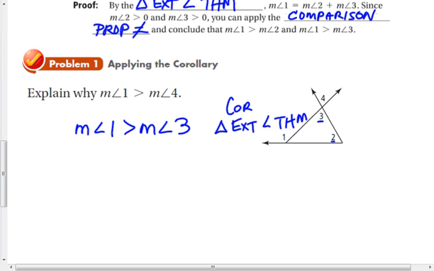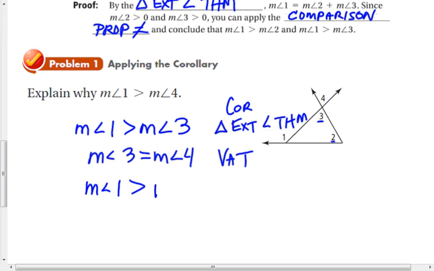All right, and then we know that the measure of angle 3 is equal to the measure of angle 4, and that's because they're vertical angles. And so we can now say that the measure of angle 1 is greater than the measure of angle 4 by substitution. All right, I'll let you try that.